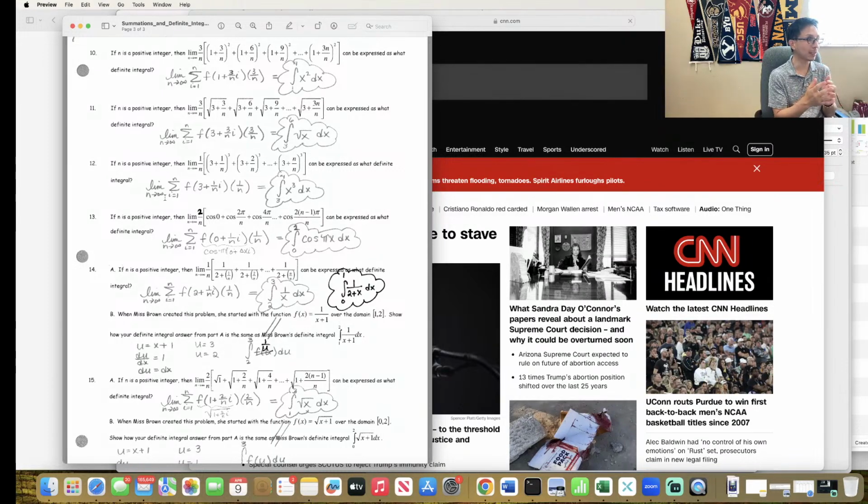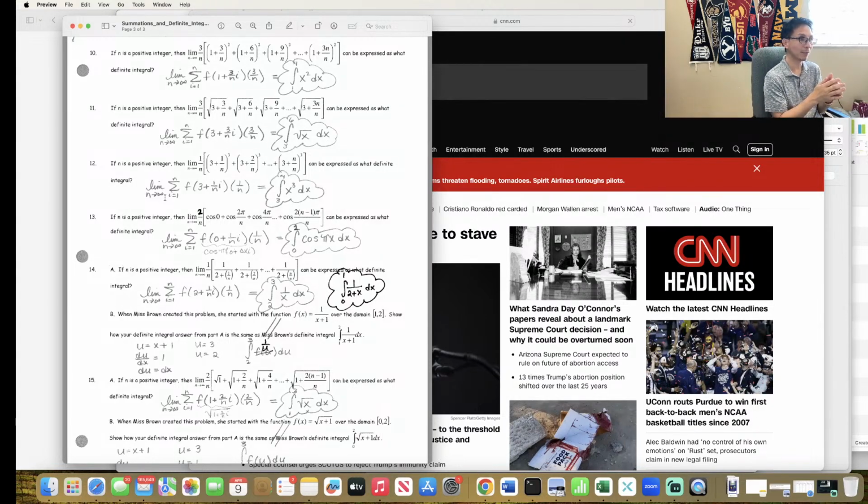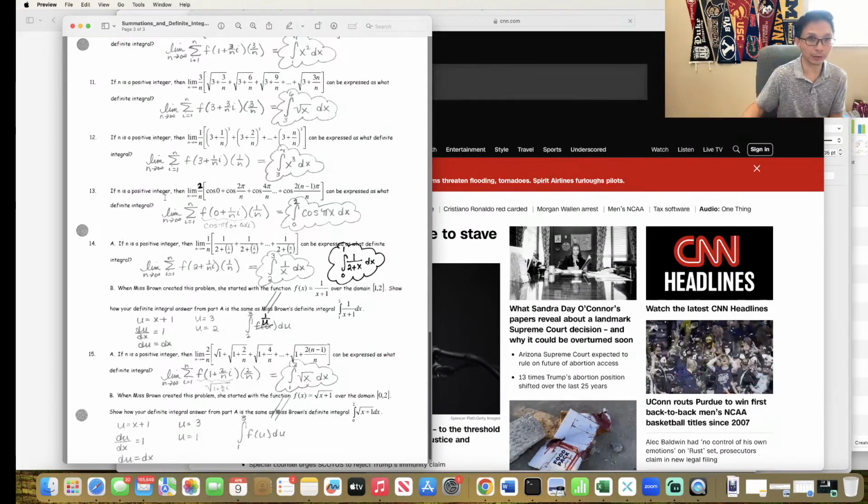Usually, figure out what A and B are, and figure out what delta X is. Once you figure out the delta X, you can figure out what A and B are. And once you figure out A and B, you should be able to figure out the function. And then it's just integration of the function, that's pretty much it. But that's all the work for this one.